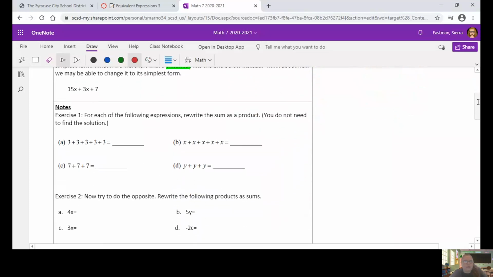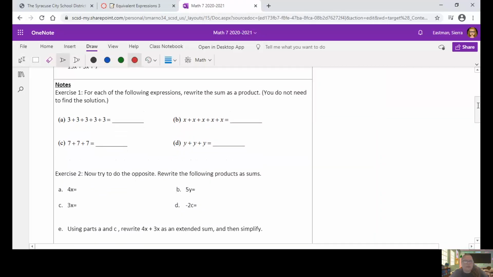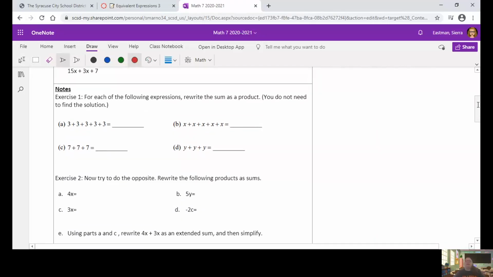All right. If we go down and we look at our exercise 1, it says for each of the following expressions, rewrite the sum as a product. Okay. We don't actually have to find the solution. So what that means is we're not going to add the 3 plus 3 plus 3 5 times, which would give us 15. We're actually going to try and rewrite this as a product, or kind of a simplified expression. Instead of adding 3 5 times, we could have taken that 3 and just multiplied by 5.